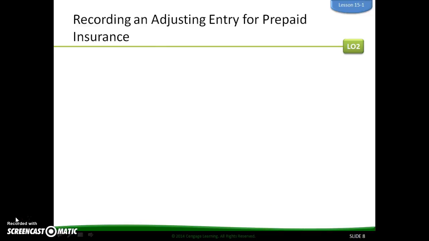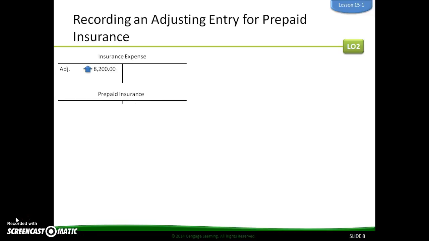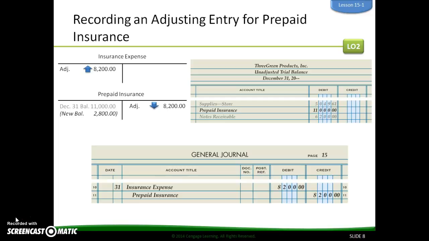Okay, so as we're recording the adjusting entry for prepaid insurance, we also need to think about what was the balance that we had on hand that was prepaid at the beginning of the year, and then how much of that insurance we have actually used over the course of the year. So as we're looking at the insurance, we're going to see that we have insurance premiums that were paid in advance, and then we use some of them up over the course of the year. So you can see the recording for this adjusting entry for the prepaid insurance.